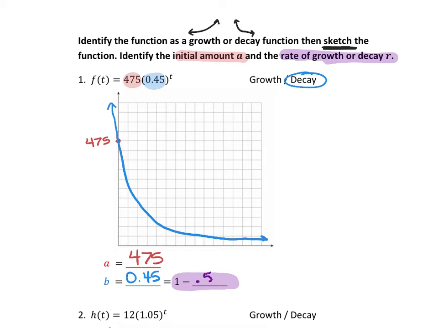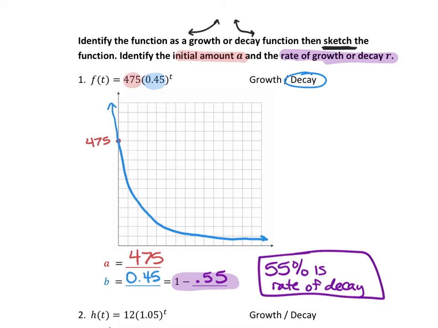Yeah, if you subtract 0.55 from 1, you're going to end up with 0.45, which means that my rate of decay is 55%. That's my R value, 55%. Remember, I want to be able to talk about the rates as percentages. That's what we do in real life, we talk about them in percentages. But in the equation itself, it does need to be a decimal, so you'll move that decimal point 2 times.